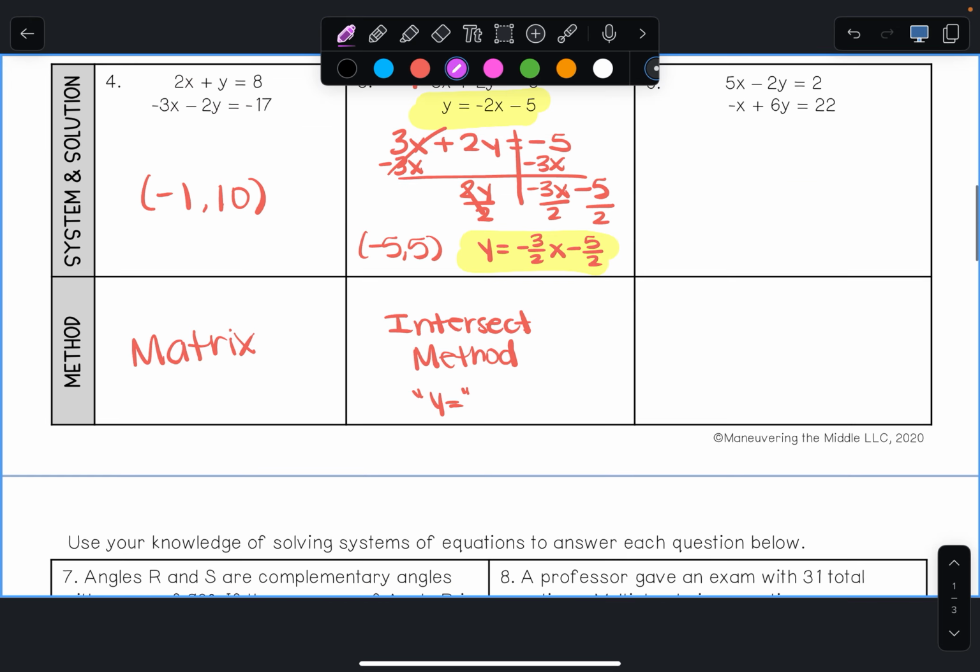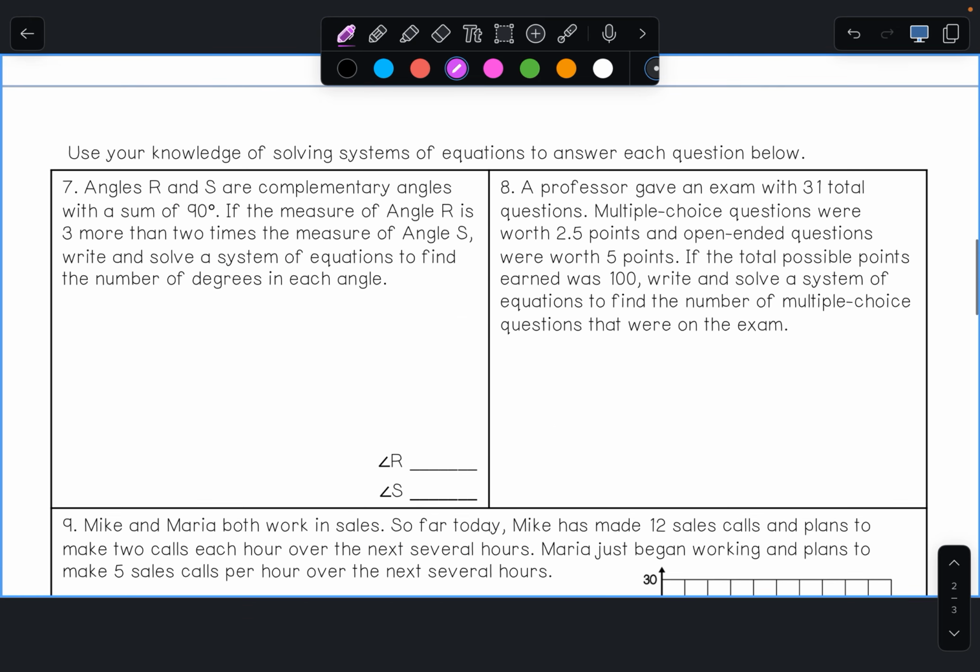Word problems. Fun. Number 7. R and S are complementary angles with the sum of 90. Even though we don't know what complementary angles means, that is something you're going to see in geometry. It says complementary angles have a sum of 90 degrees. So that tells us that R and S are equal to 90 degrees.